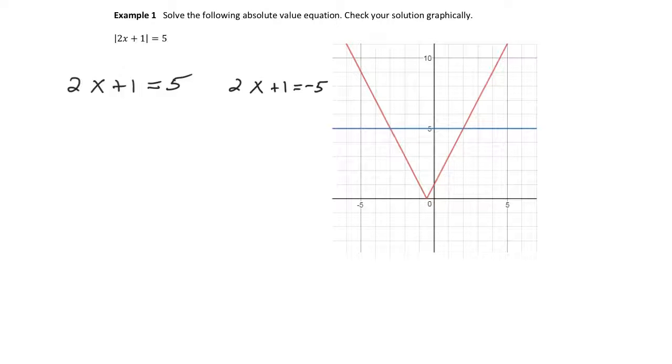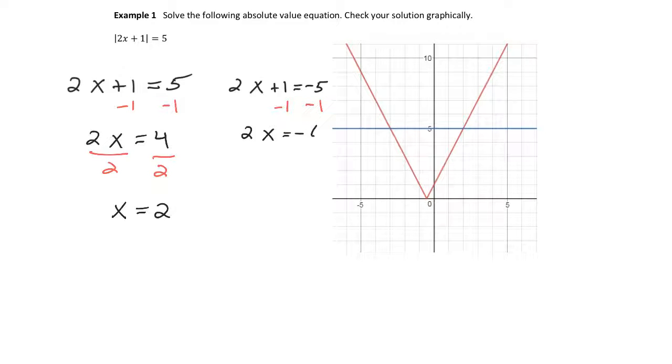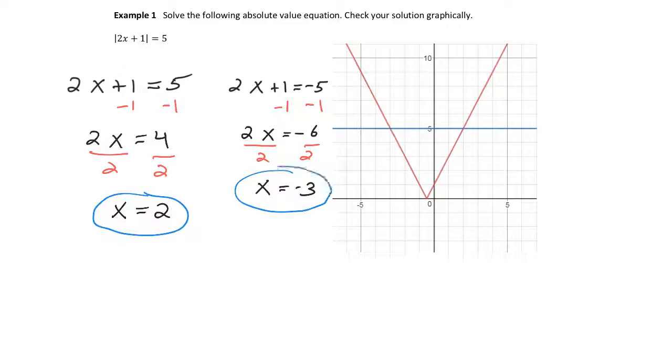For 2x plus 1 is equal to 5, I'll take 1 from both sides. I get 2x is equal to 4. Then if I divide both sides by 2, I get x is equal to 2. My other equation, it's very similar, so the process will look pretty similar too. I'll take 1 from both sides. I now get 2x is equal to negative 6. And if I divide both sides by 2, I get x is equal to negative 3. So I have two solutions, 2 and negative 3.